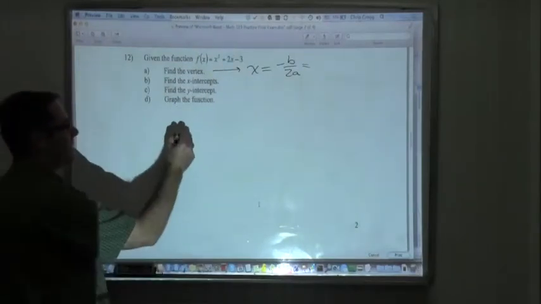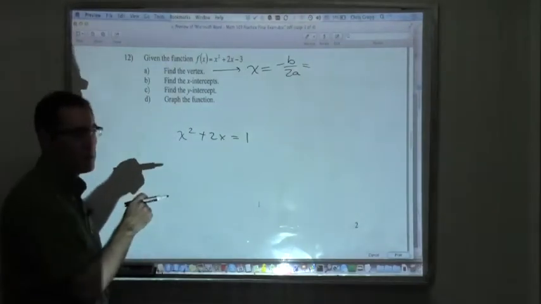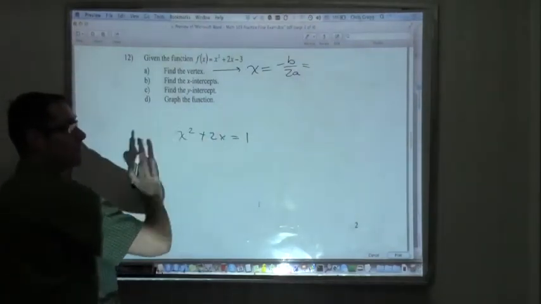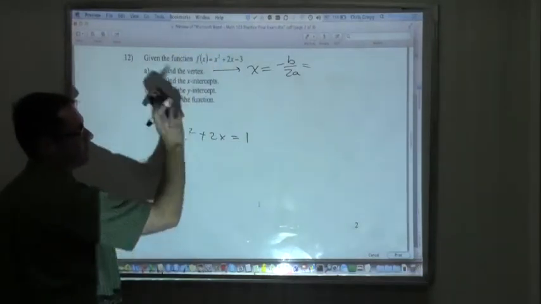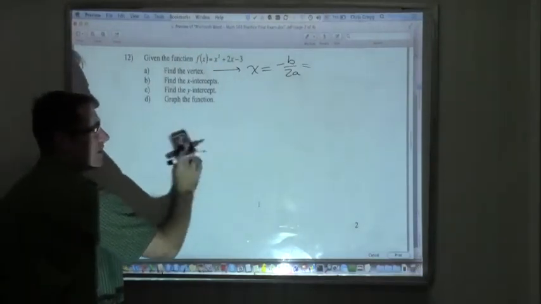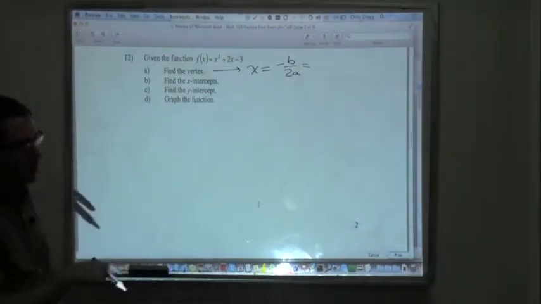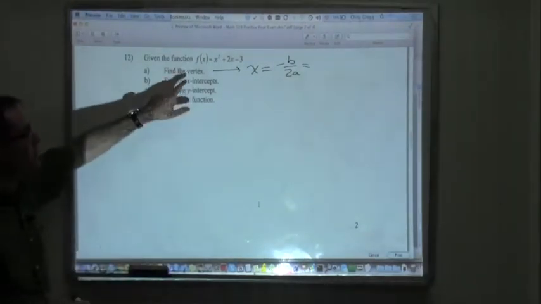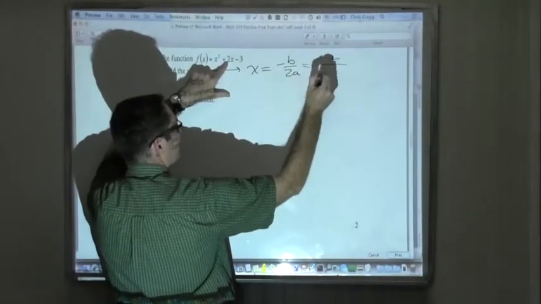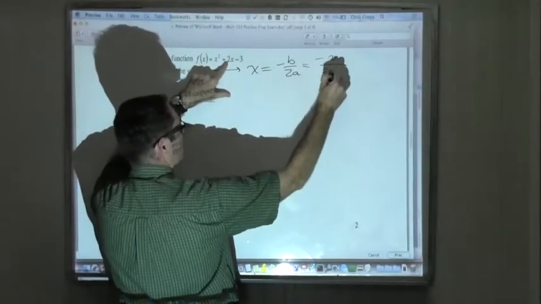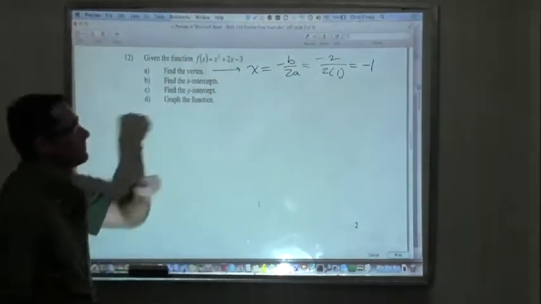If it was something like x squared plus 2x equals 1, is that in the right form? No. You have to get the 0 on one side, well, not for the function; for this function it won't be a 0, but it would be y or f of x. But you can't do what we need to do a little bit later unless it's in the right form. Anyway, negative b over 2a. So negative b, that's negative 2 divided by 2 times 1. So the vertex, the x value, is negative 1.